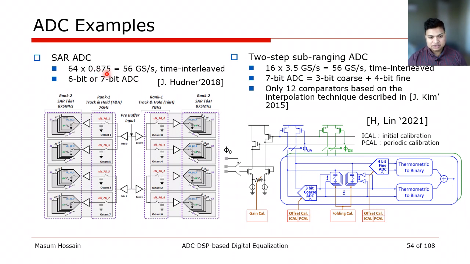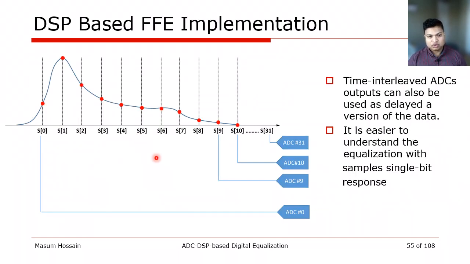Meaning each ADC works at, for example, 875 megahertz, and we will have 64 of them to achieve the 56 gigasample per second rate that we need. And this has an implication in our equalizer. Imagine we have an unequalized single bit response, and it is digitized using these ADCs. Now each ADC is going to sample each of these red dots, meaning at the ADC output we have readily available both the main pulses and all the ISI components.